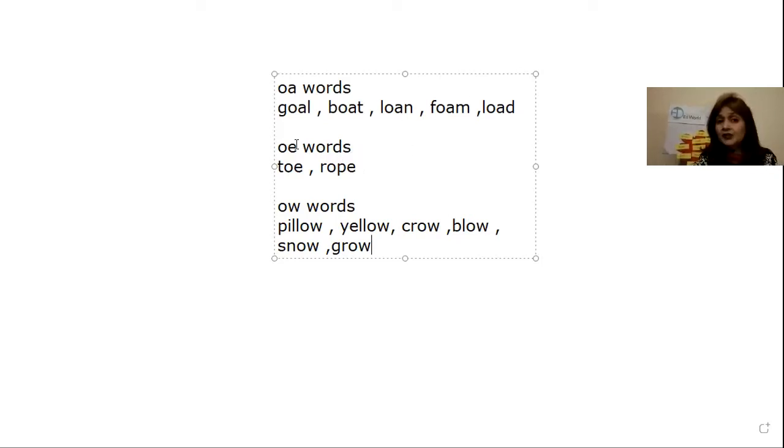You can see if you read the words, you will find out that their sounds are also the same, like goal, boat, loan, foam, load, toe, rope, pillow, yellow, crow, blow, snow, and grow. So you see how these words, their sounds are almost the same, right? Do you understand? Okay.